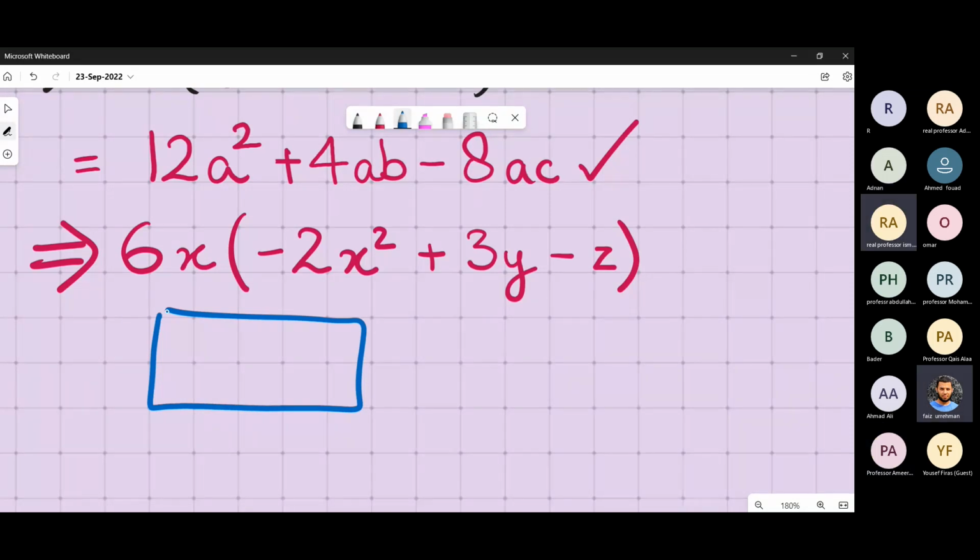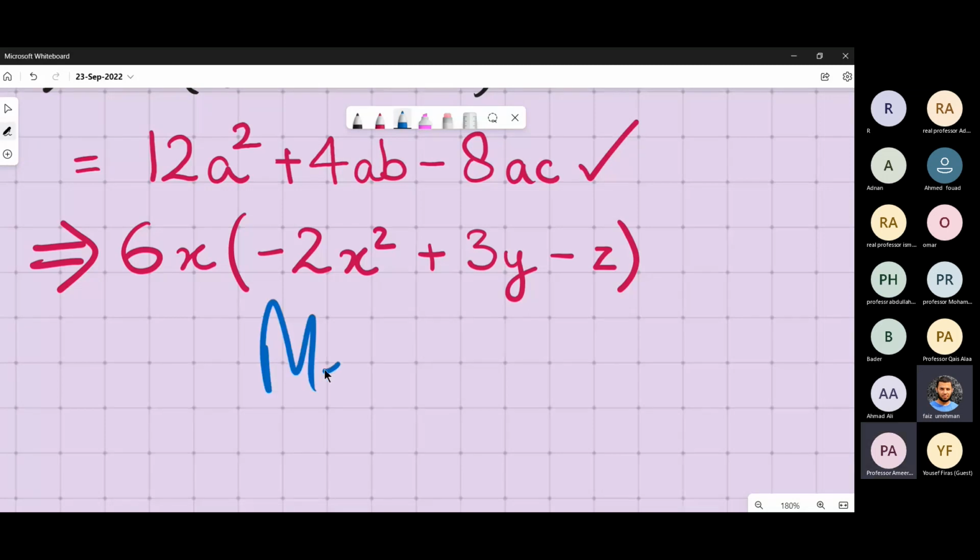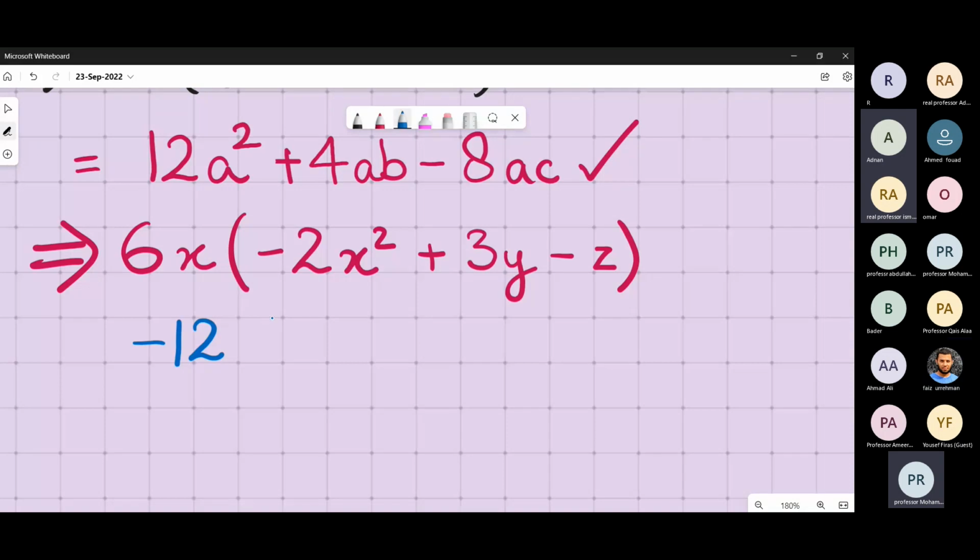Abdullah Hamza is very close but not totally correct. He gave me the answer on WhatsApp, but he missed something we have to do. Who can tell me the first term? Tell me your name. Ahmed. Tell me the first term. Bismillah. The first one is going to be 12x cube. No. What is 6 multiplied by minus 2? 12.